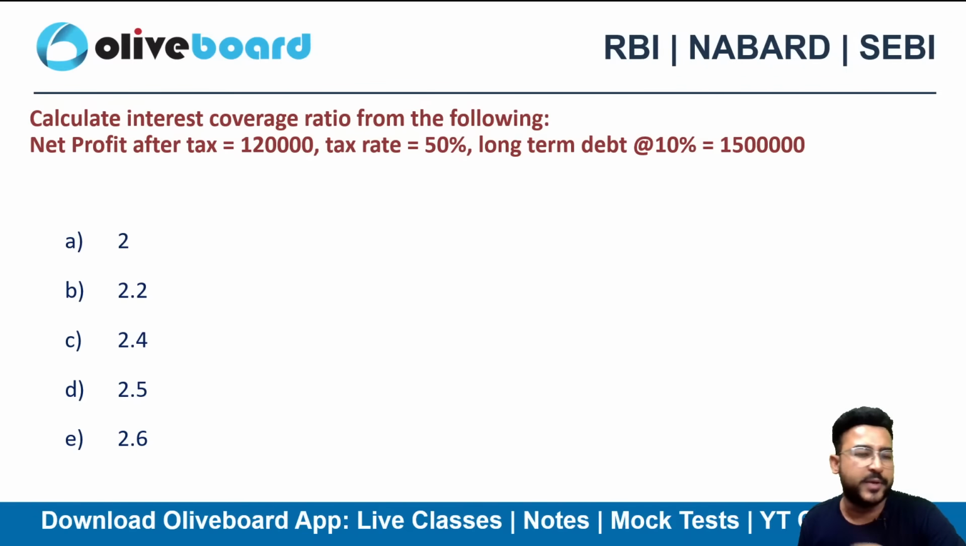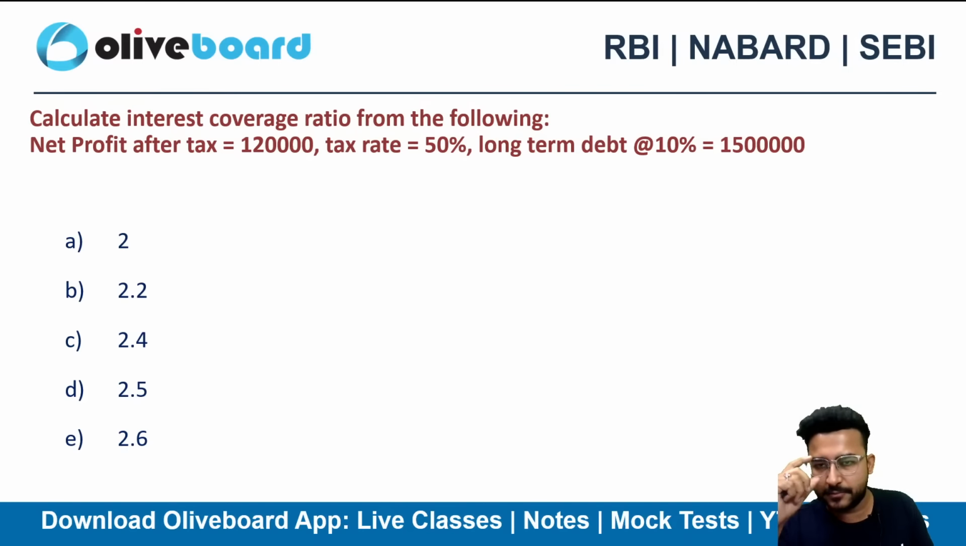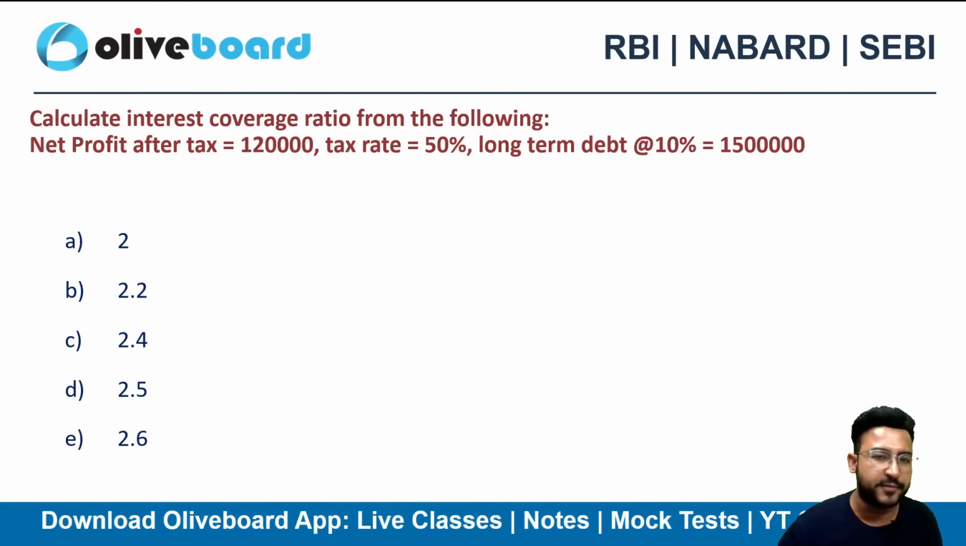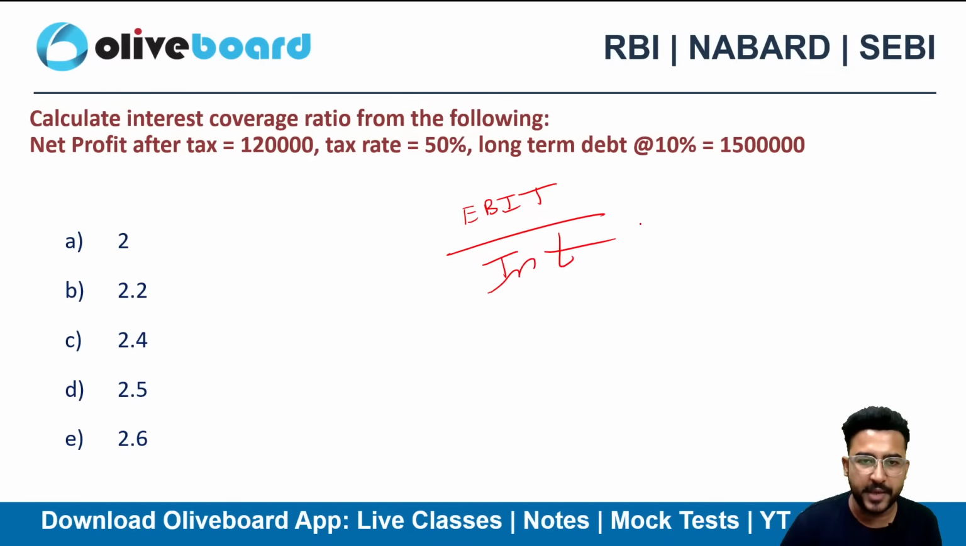Now in this particular question, you need to calculate the interest coverage ratio. They have given you the net profit after tax, 1,20,000. Tax rate is also given. The long-term debt of 10% is 15 lakhs. Can you tell me the interest coverage ratio and what is the formula? EBIT divided by interest obligation is the formula here.